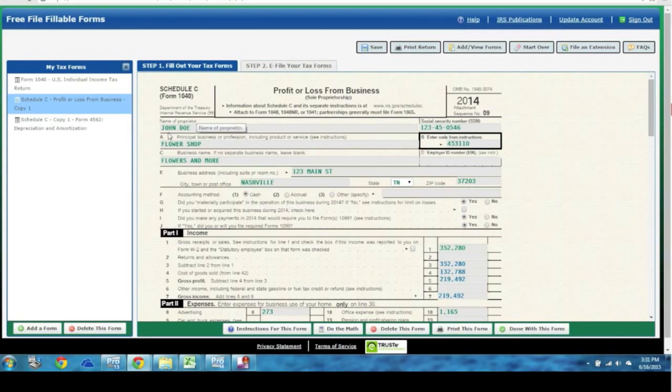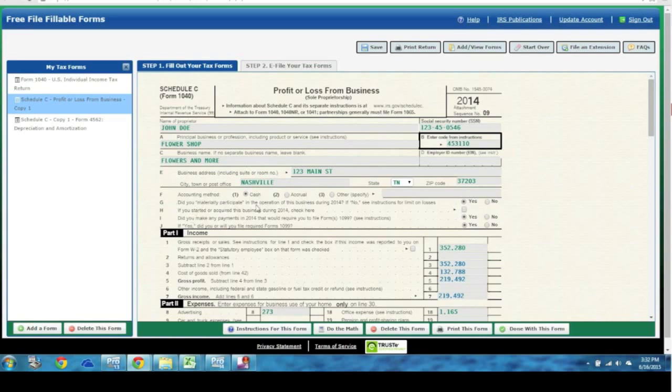This is somebody named John Doe. Here's his social. He owns a flower shop called Flowers and More on 123 Main Street. You can look at a list of codes for different businesses, different industries. The flower shop is code 453110. So this is pretty standard information. You fill out this info right here.